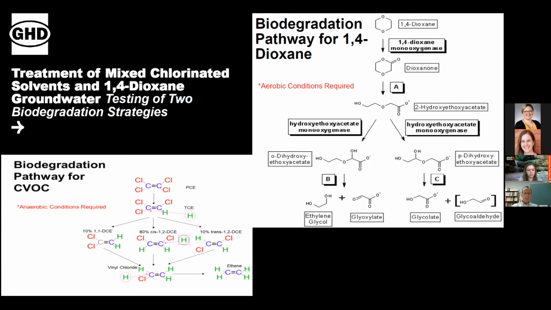My talk today is just going to be about the treatment of mixed chlorinated solvents and 1,4-dioxane in groundwater samples. So, a little bit of background: 1,4-dioxane is an emerging contaminant, and it's typically found at sites that do have chlorinated solvents because its historical uses have typically been as a stabilizer for these chlorinated solvents.